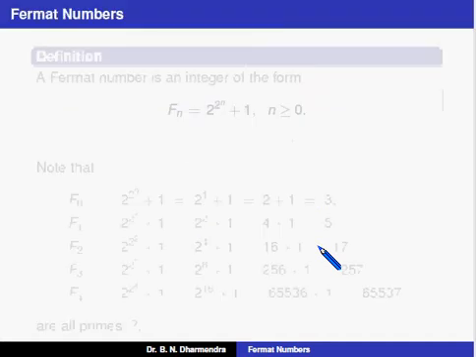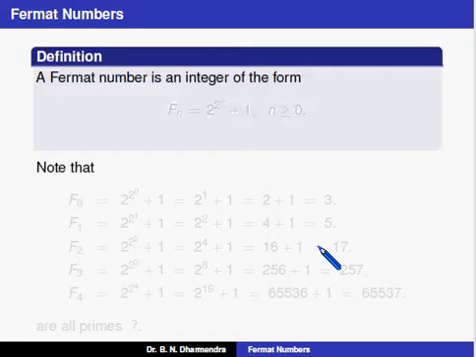So let us come to the points of what is the definition of Fermat numbers. A Fermat number is an integer of the form Fn is equal to 2 to the power of 2 to the power of n plus 1, for all n greater than or equal to 0.